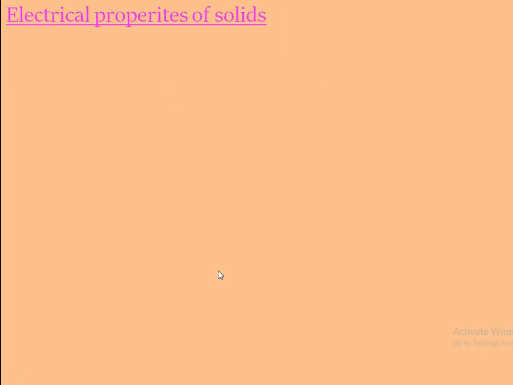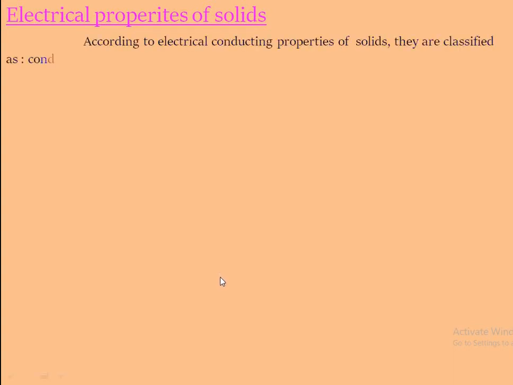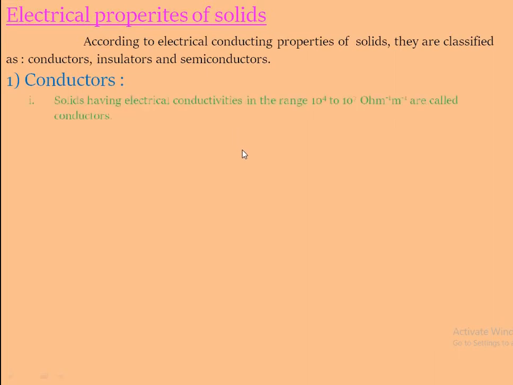The electrical properties of the solid involve how solid substances conduct electricity. Depending upon this electrical conducting power, solids are classified into three types: conductors, insulators, and semiconductors. First is a conductor.